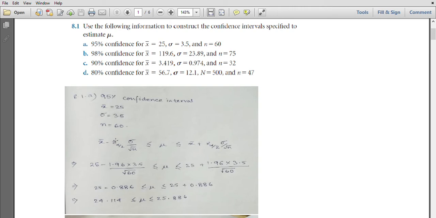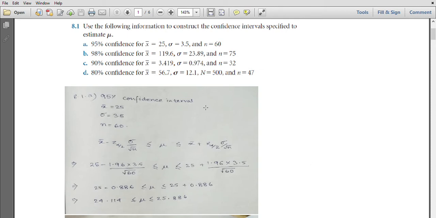We already discussed how to find the z score from the z table. You can check out my video, which is also available in the same playlist. And once you have imputed the z value, and all the other values are already available to us, we can find the confidence interval for the population mean.